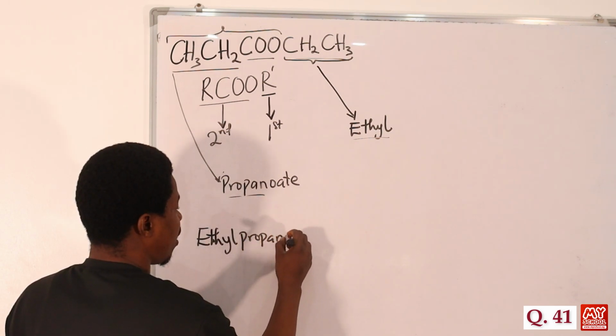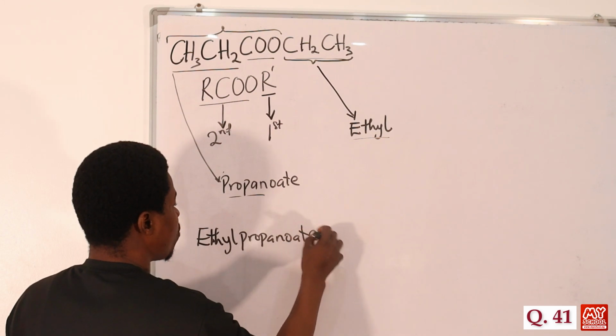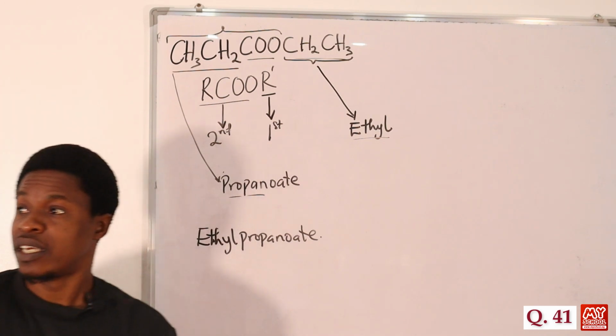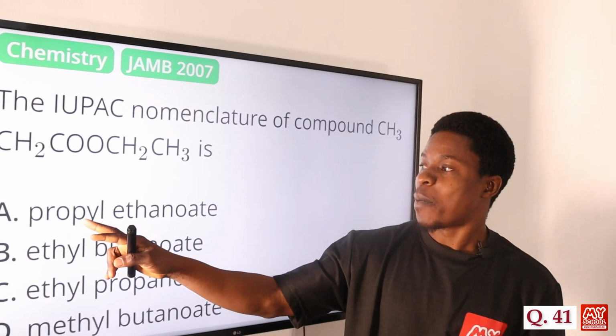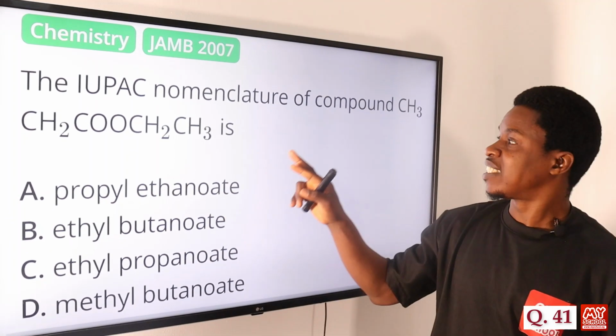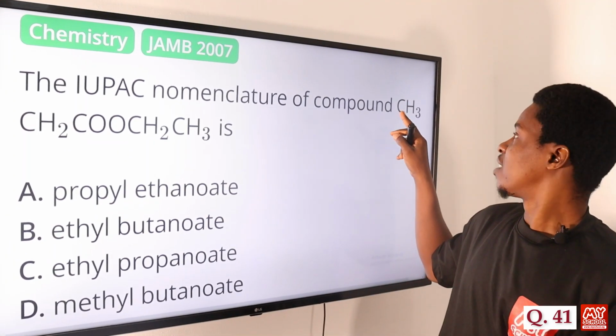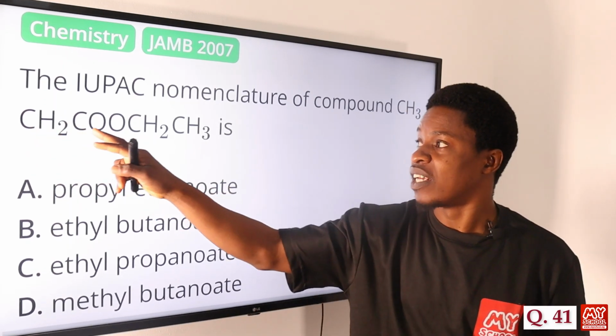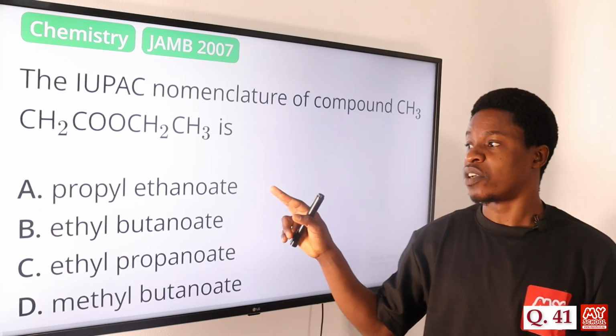Okay, ethyl propanoate. So this is the name of this compound. Let's move on to the screen. Option A says propyl propanoate, meaning that they started naming this first, CH3, CH2. So they mentioned this first, propyl, then they call this propanoate. So option A is wrong.